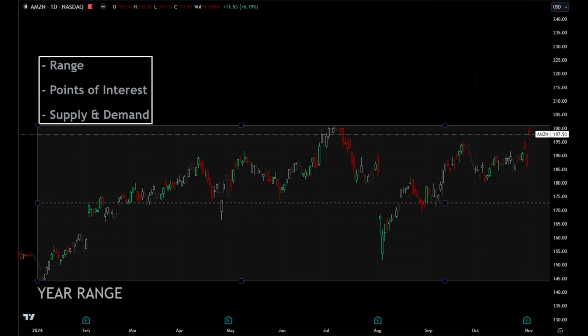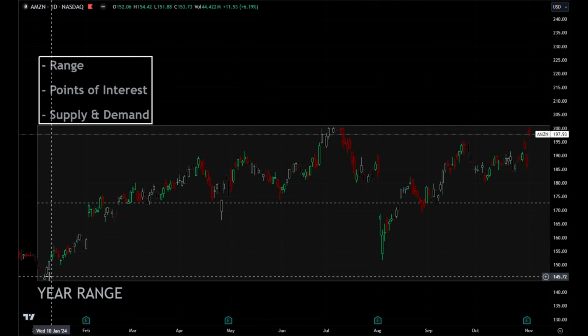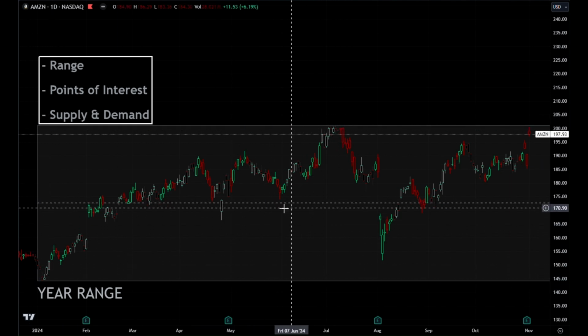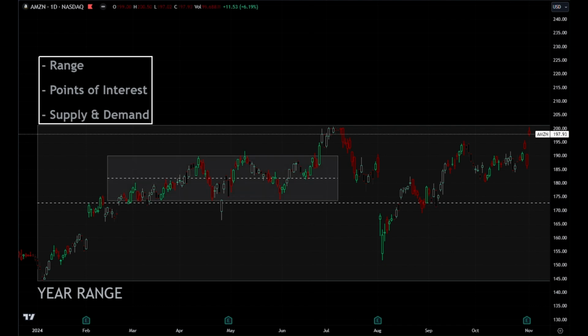To start, let's narrow down what we are looking at. We can simply look for the current year range to begin, from January 2024 till present day. From this we can see a few things, such as year-to-date high, year-to-date low, and the middle of that range. We can narrow down this further to analyze shorter time frame ranges as well.